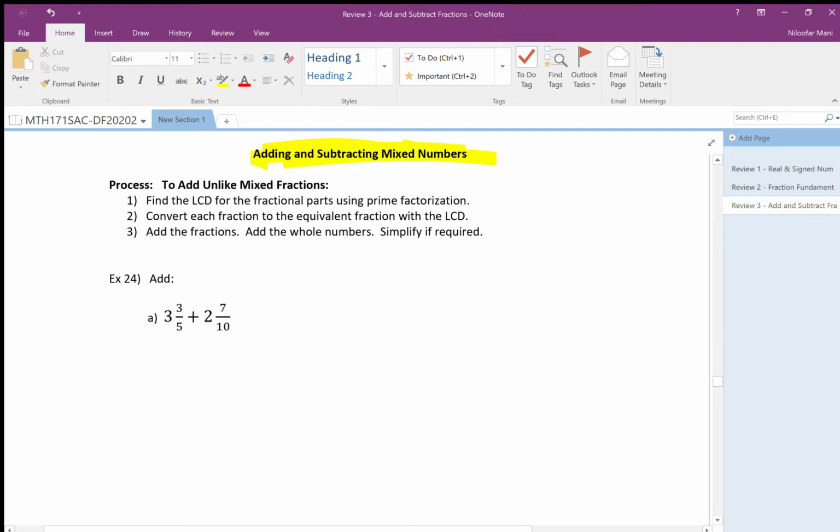Here I have, for example, 3 pizzas, and from the fourth one I divided it between 5 parts and I use 3 of them. And the next I have 2 pizzas, and from the third one I divided it between 10 parts and I use 7 of them. So here I want to add these two numbers.